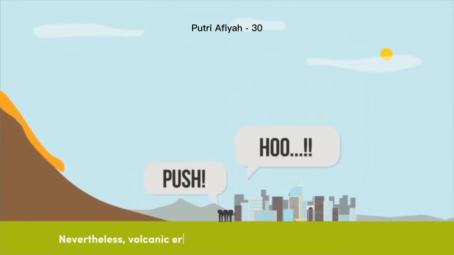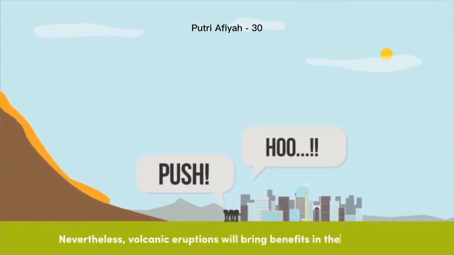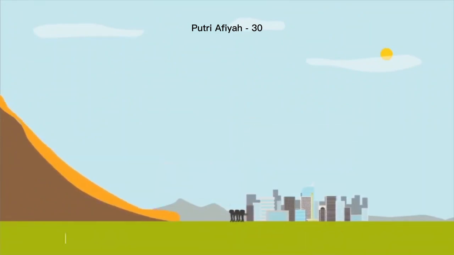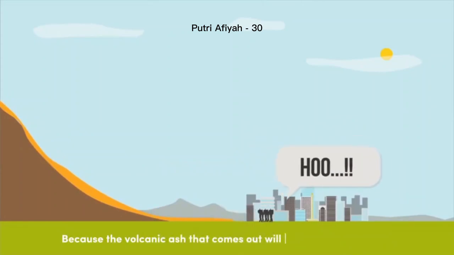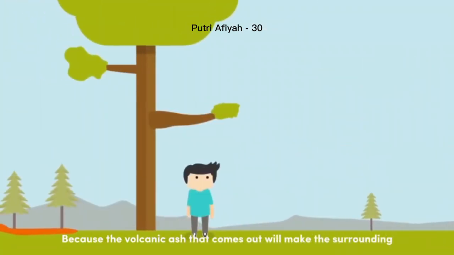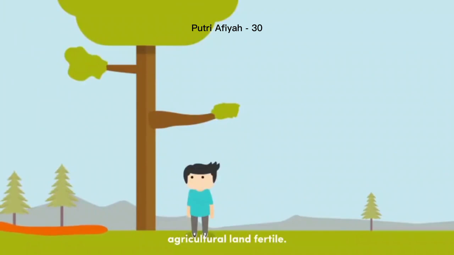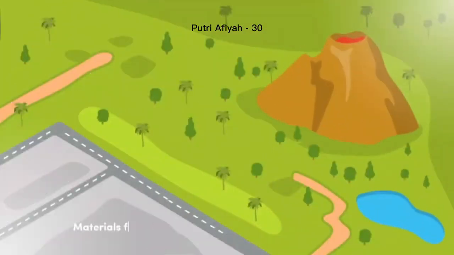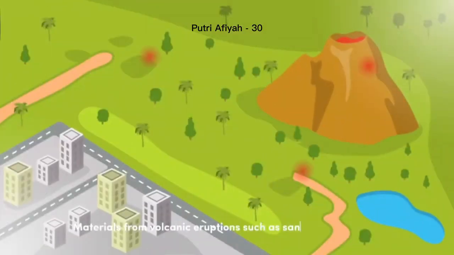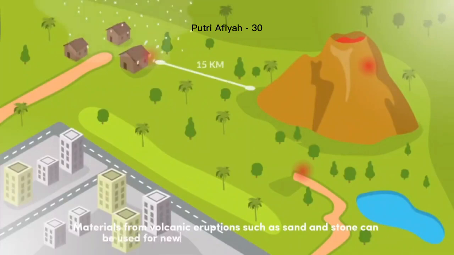Nevertheless, volcanic eruption will bring benefits in the long term, because the volcanic ash that comes out will make the surrounding agricultural land fertile. Materials from volcanic eruption such as sand and stone can be used for new housing, development, and others.